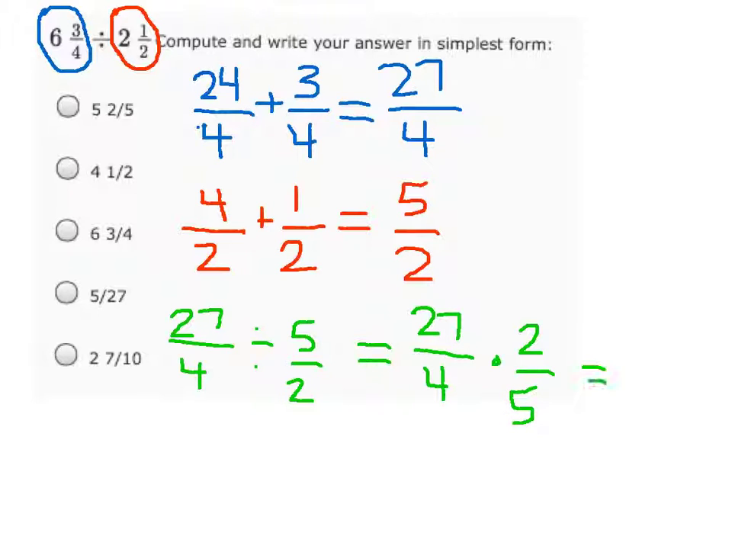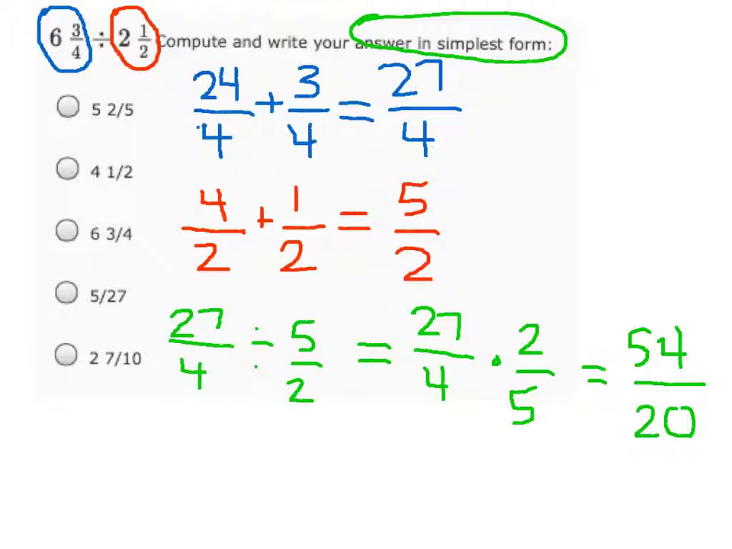And now we can just multiply across the top and bottom of the fractions. So we have 27 times 2 on top, which gives us 54, all over 4 times 5 in the denominator, which gives us 20. Now, remember that it asks you to write your answer in simplest form. So you notice right away that 54 and 20 are both even numbers, and so we know right away that they can be both divided by 2.